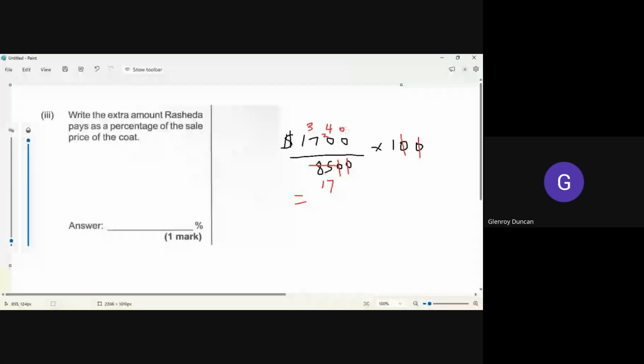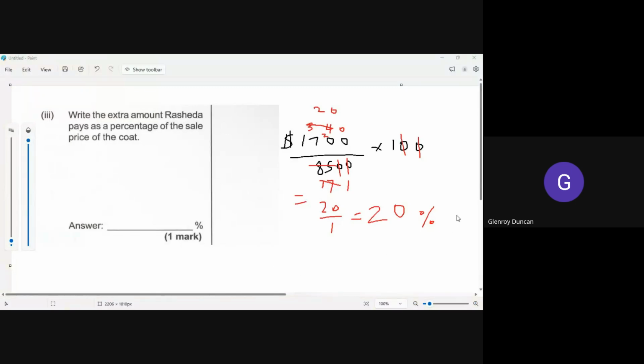All right, so you can continue. We could use 17 now. 17 into 17 is 1. 17 into 34 is 2. And 17 into 0 is 0. That's how I got 20%. Excellent. So we actually have 20 over 1, which will give us 20%. Very simple, class. That is how you find a percentage: the extra amount Rashida pays as a percentage of the sale price of the quote. Thank you, Ariana.